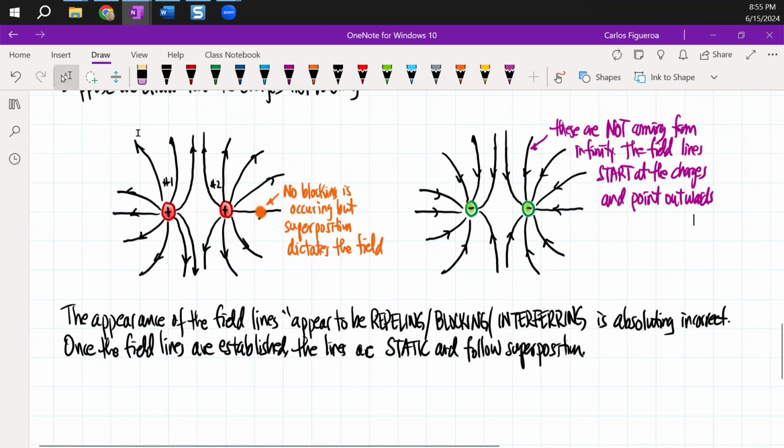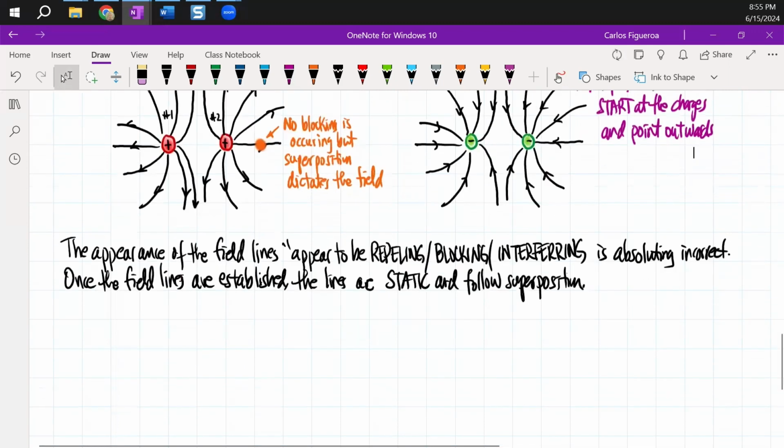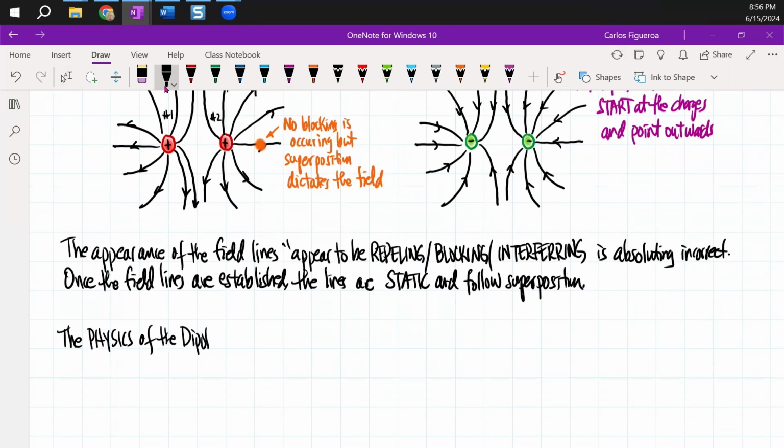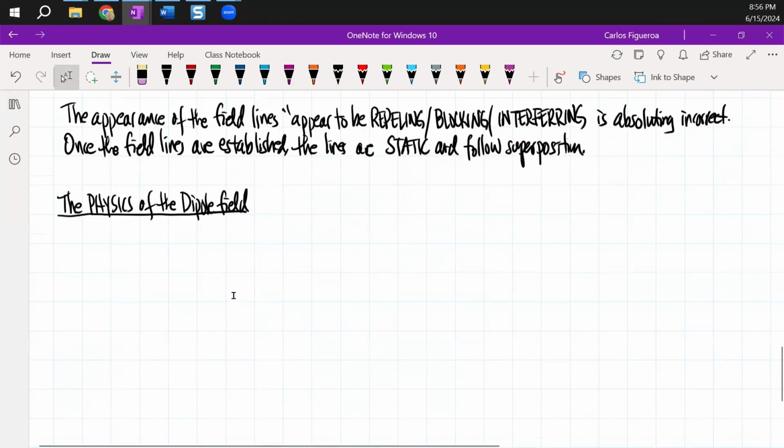So just one last thing here. Let's continue with the dipole field. And so now I'm going to say the physics of the dipole. I know that I labeled the start of this, but we didn't really talk about the dipole field so much. We talked about setting up what these things mean and some basic definitions. But now we want to look at the basic physics of this.